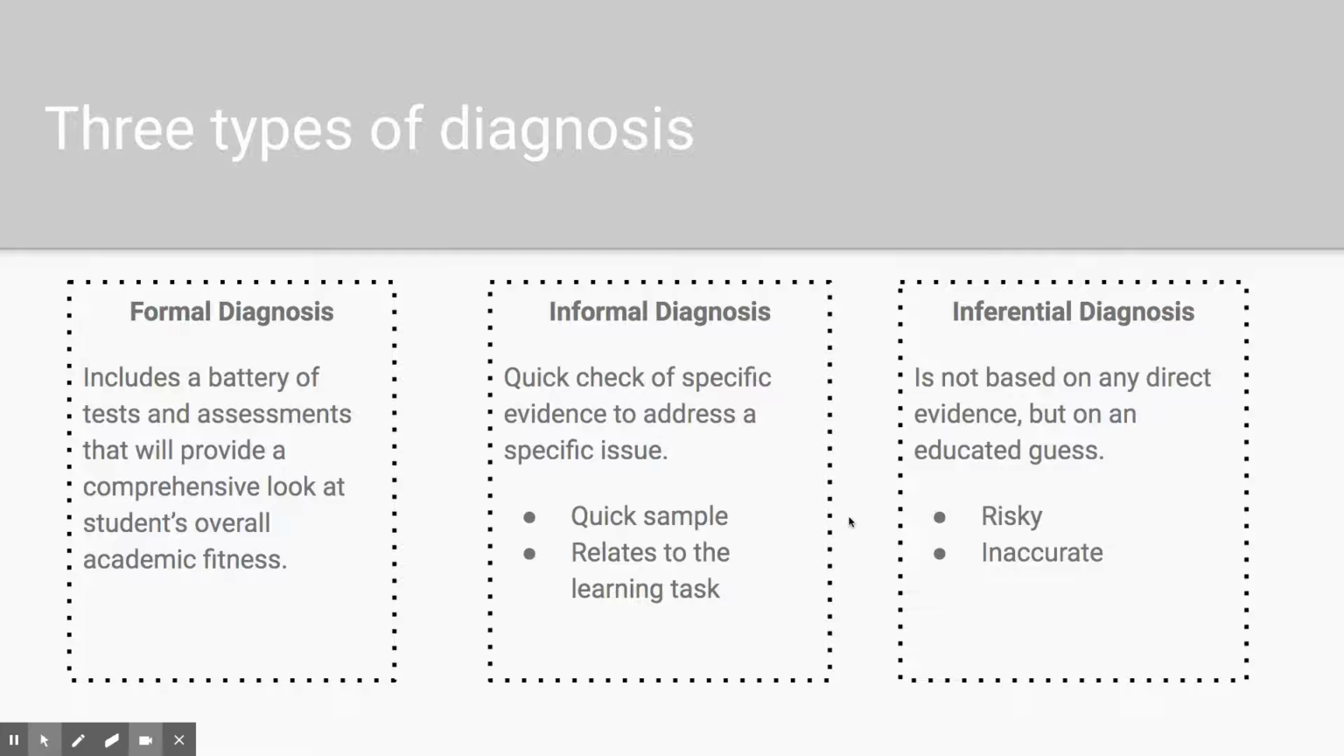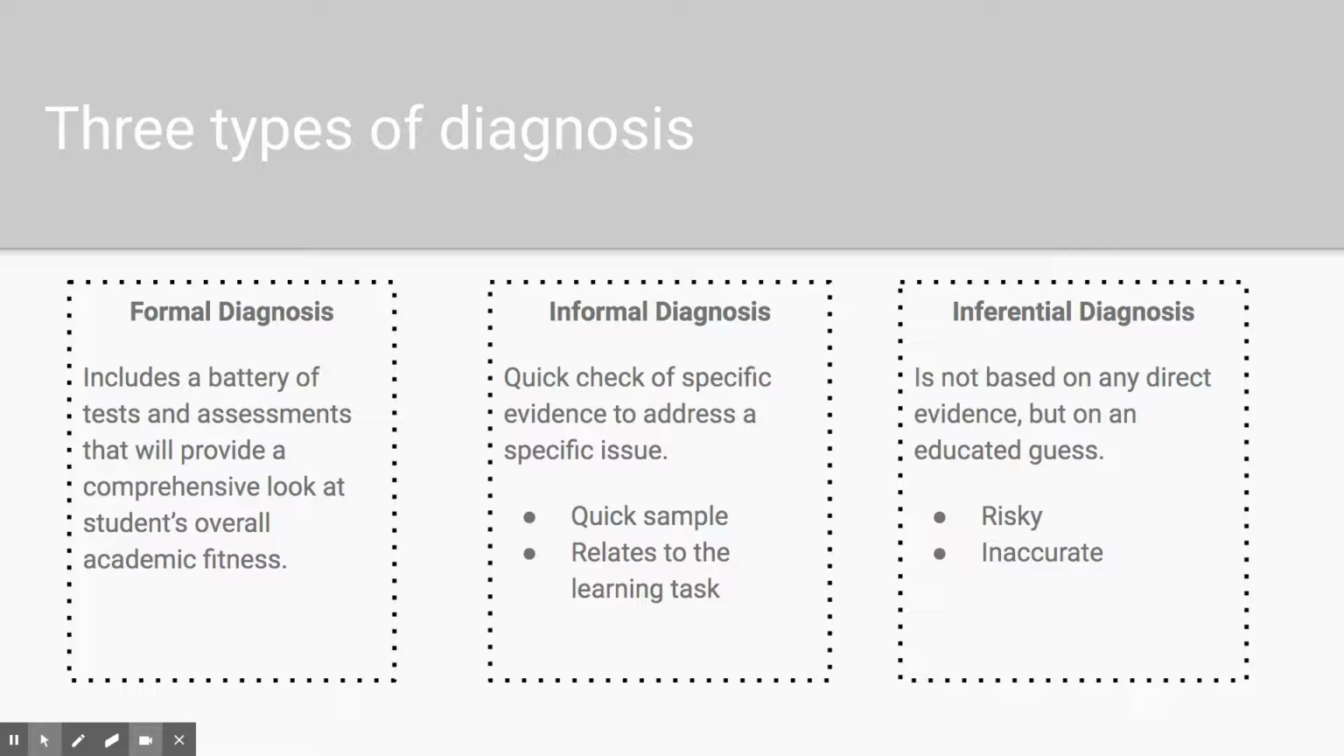We can do this in 3 ways. Through a formal diagnosis. In that formal diagnosis, it may be some testing, some assessments. They can be very comprehensive, but they can also be very time-consuming and costly. We can also use inferential diagnosis, but it's very risky and inaccurate, and it is not based on any direct evidence, but just on an educated guess.